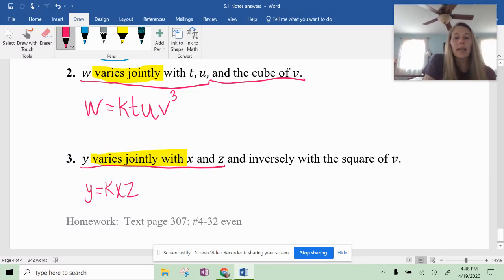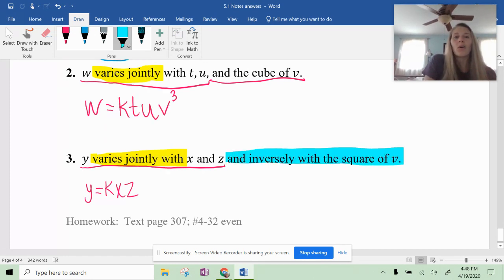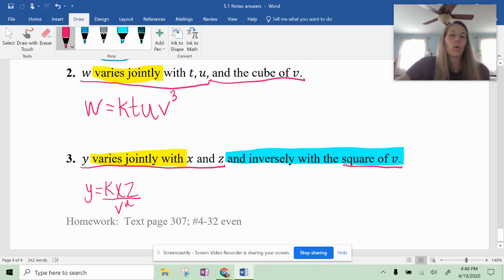But then it says, and inversely with. So remember, anything that's inversely is going to go where? On the bottom, right? So then we make this into a fraction, and it's inversely with the square of v, so then v squared is going to go on the bottom like that.